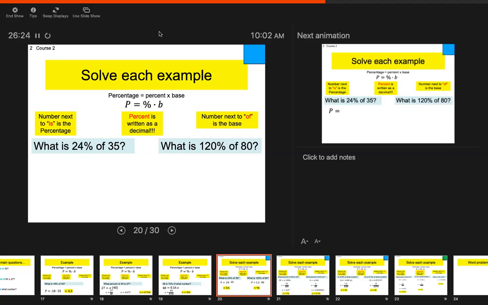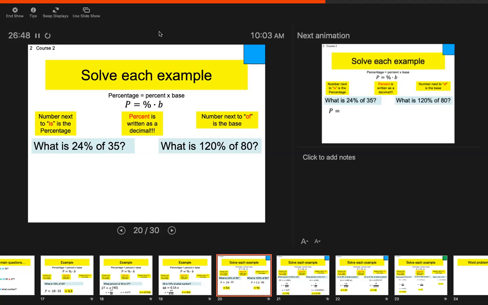Other times, for some people that have struggled with this, what I would recommend is go for the easy money first. Percent is typically always the easy money. Hey, there's the percent right there. You got to change the decimal, so 0.24. The next easy money is right here. It says of 35. Of is next to the 35, so the B has got to be 35. That means we're solving for the P.